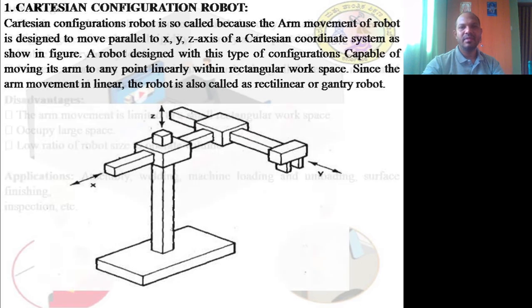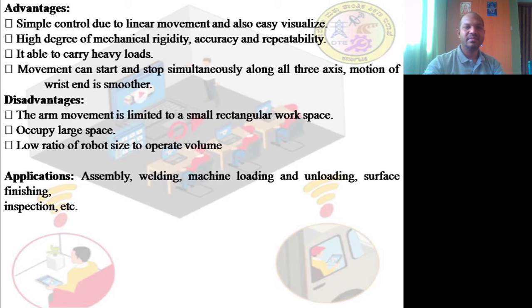Now the next one is advantages. It has simple control due to linear movements and is also easy to visualize. High degree of mechanical rigidity, accuracy and repeatability. It is able to carry heavy loads. Movements can start and stop simultaneously along all three axes. Motion of the wrist end is smooth. The disadvantage is that the arm movement is limited to a small rectangular workspace, and it occupies large space.